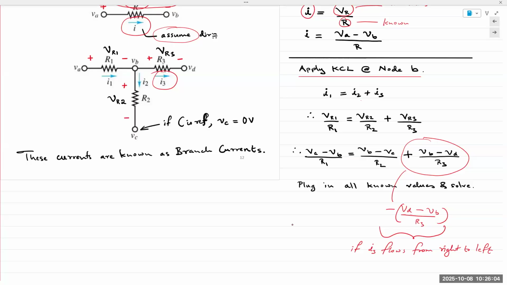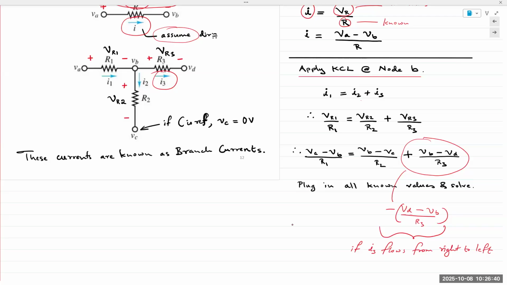Did that make sense? Yes. So the question being asked is, under what circumstances would we assume that the current I3 is flowing in the opposite direction? One of the possibilities is if there is another source on the right. It could also be that we simply want to make an assumption that way. So that brings up a good point.